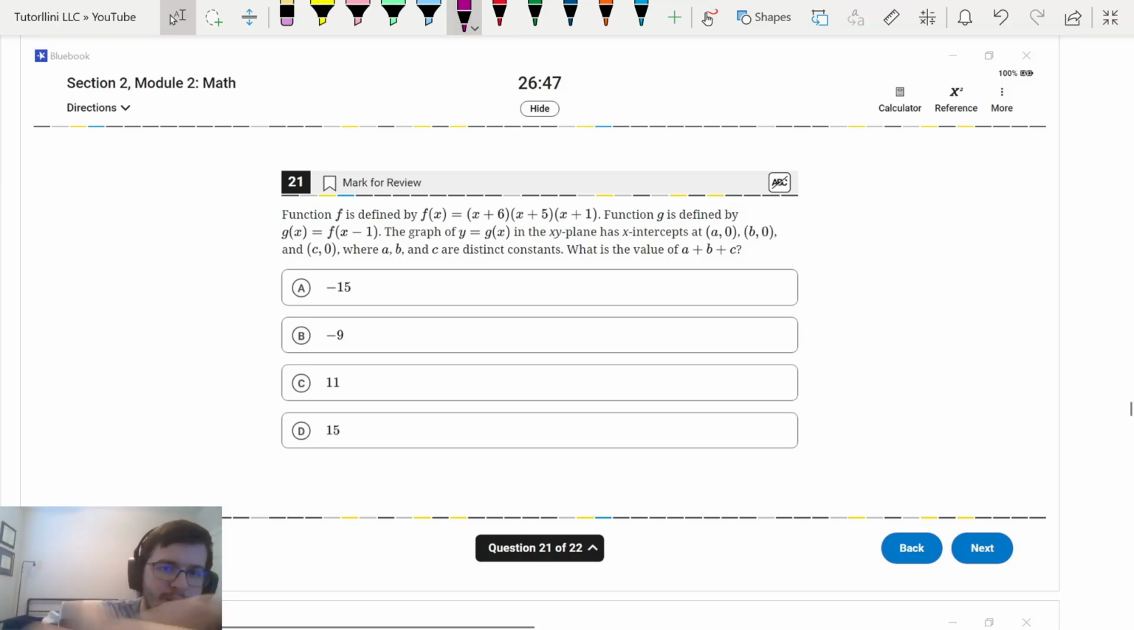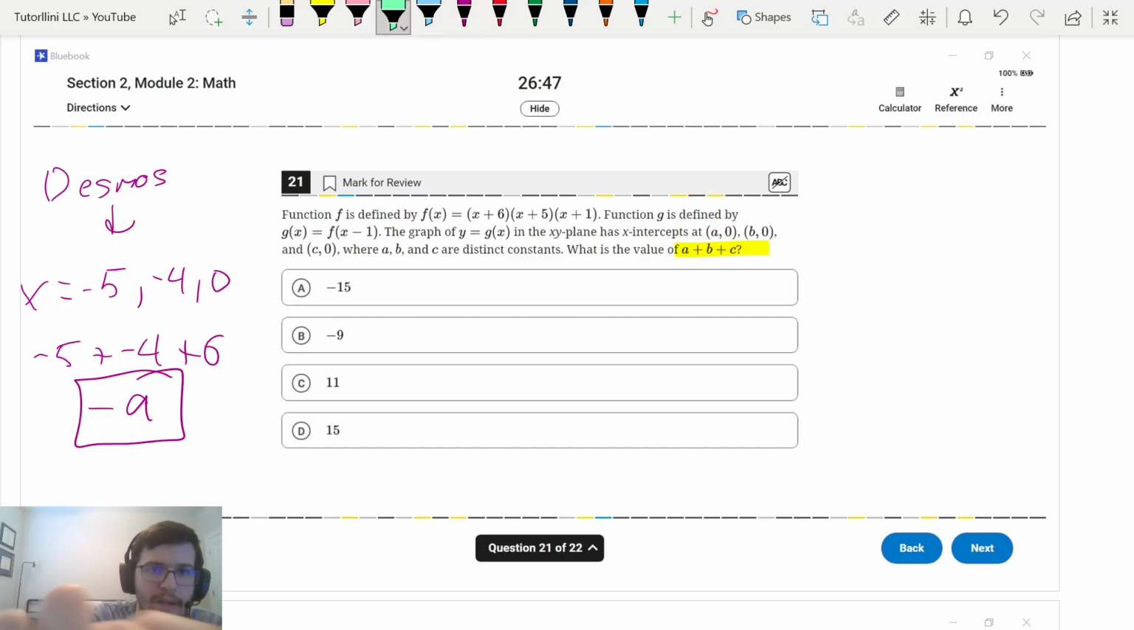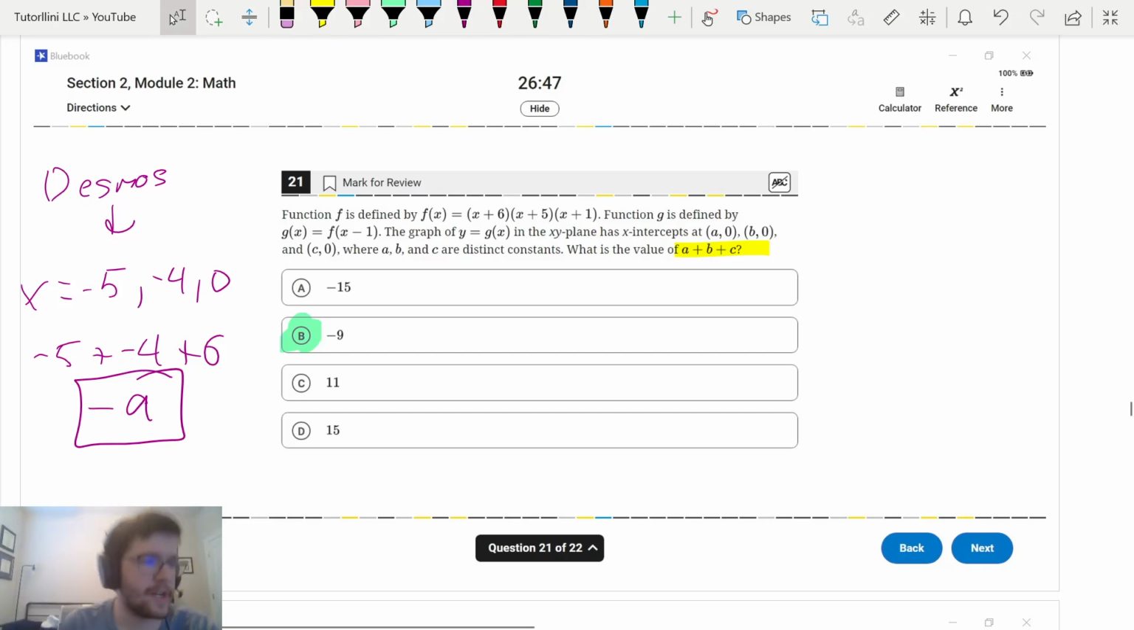Okay. So the x-intercepts of g of x are -5, -4, and 0. And it wants you to add all those up. So -5 plus -4 plus 0, that's a -9. And that is B. Okay, if you were going to do this by hand, you'd have to understand it a lot better.